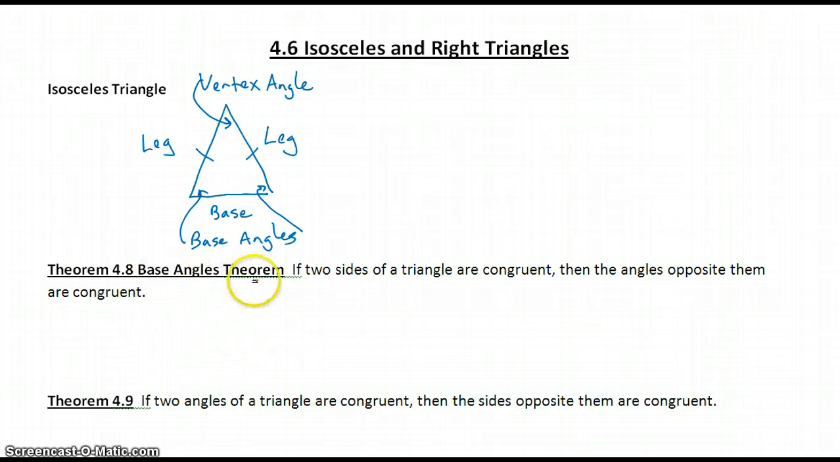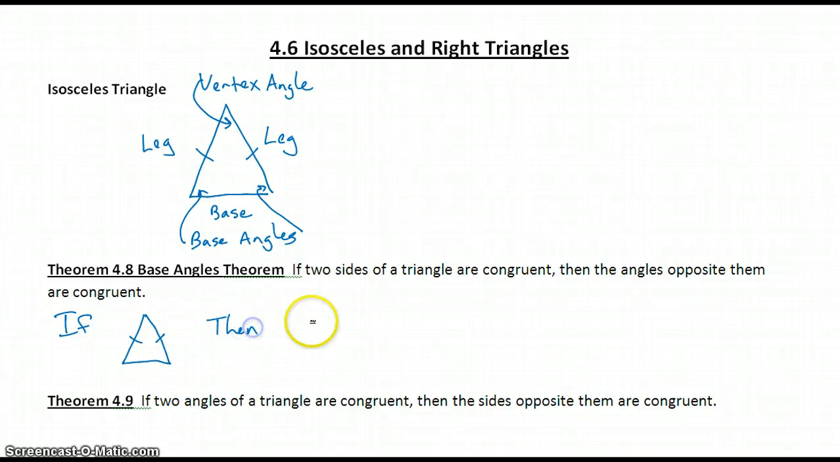The base angles theorem says this: if we have an isosceles triangle, if two sides are congruent, then the two angles opposite those two congruent sides are also congruent. In other words, the base angles in an isosceles triangle are congruent.